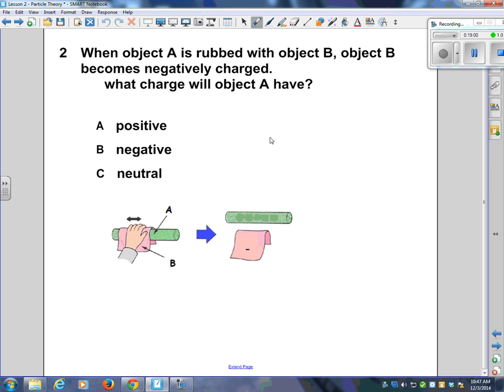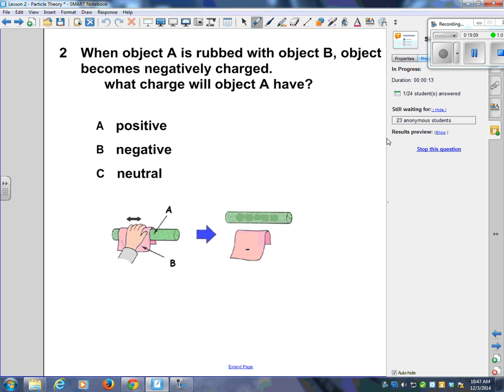Try this one right here. Try this one right now. Do you have this one on your sheet or no? You do? Okay. Tyler, have you answered yet? Yeah. Okay. It's A, B, or C.